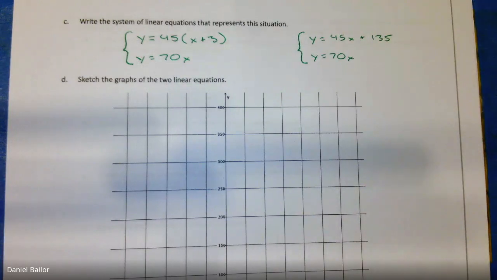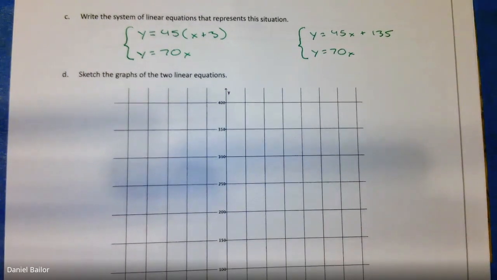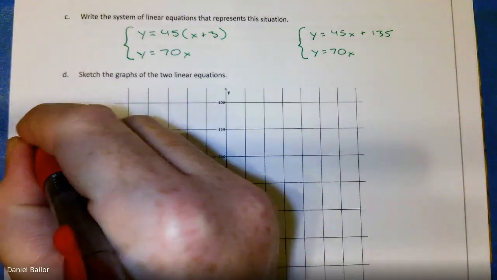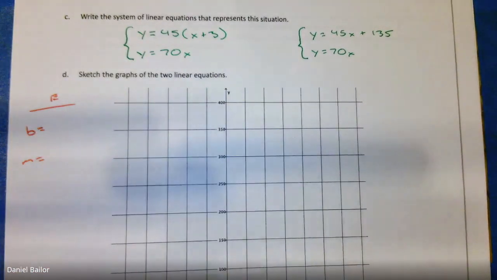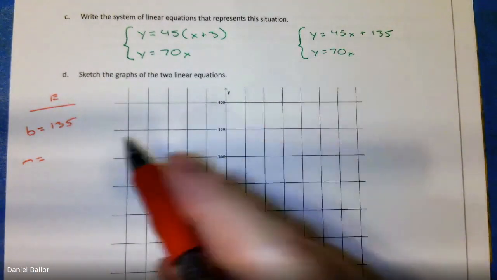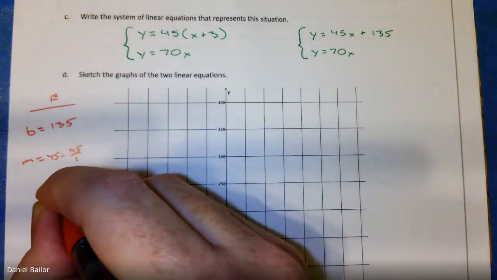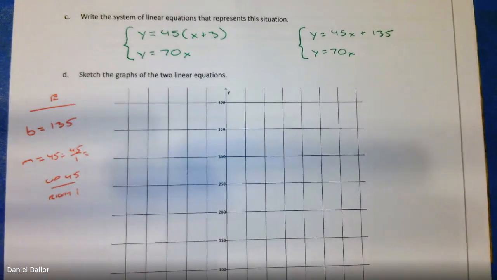So let's graph both these equations. I'm going to start with Efren's just because it's on top. We follow the slope-intercept rule. So for Efren, we need b, and we need m. Well, Efren's b is 135. That's because he got a head start. His m is 45, which means 45 over 1, which means up 45, right 1. So that's the information we can use to graph Efren.